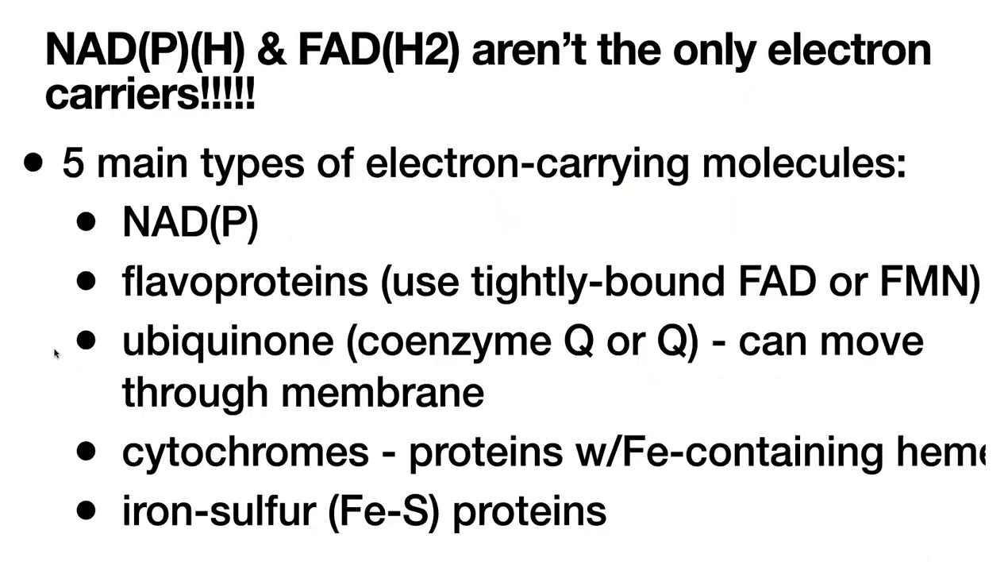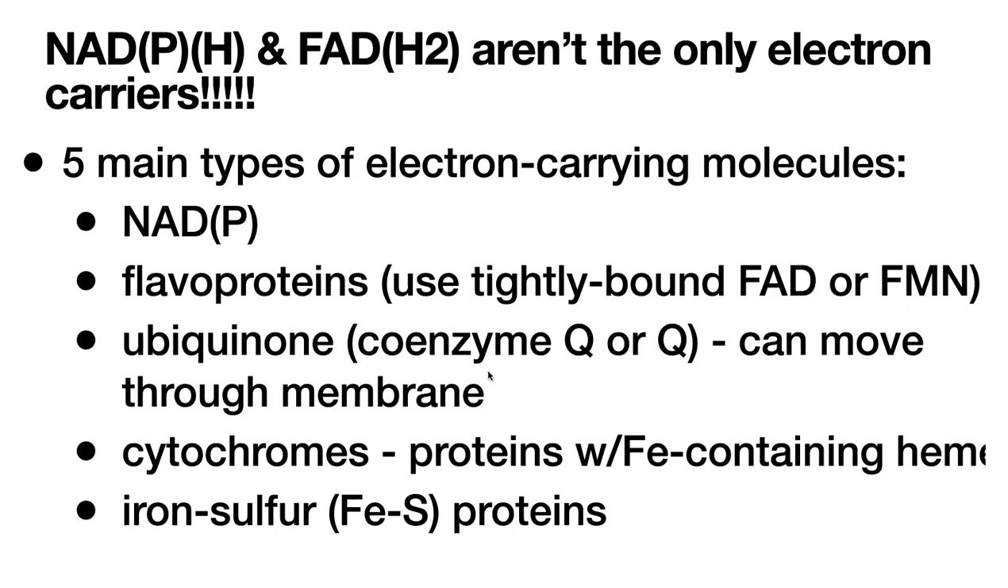But those are far from the only electron carriers. There are 5 main types of electron carrying molecules. So we talked about our NAD or NADP. We also have our flavoproteins. And so we talked about FAD, but there's also this similar molecule, FMN, flavin mononucleotide, as opposed to flavin adenine dinucleotide, also a flavoprotein, so also very tightly held. And that is a molecule that is going to come into play in complex 1, as we'll see.